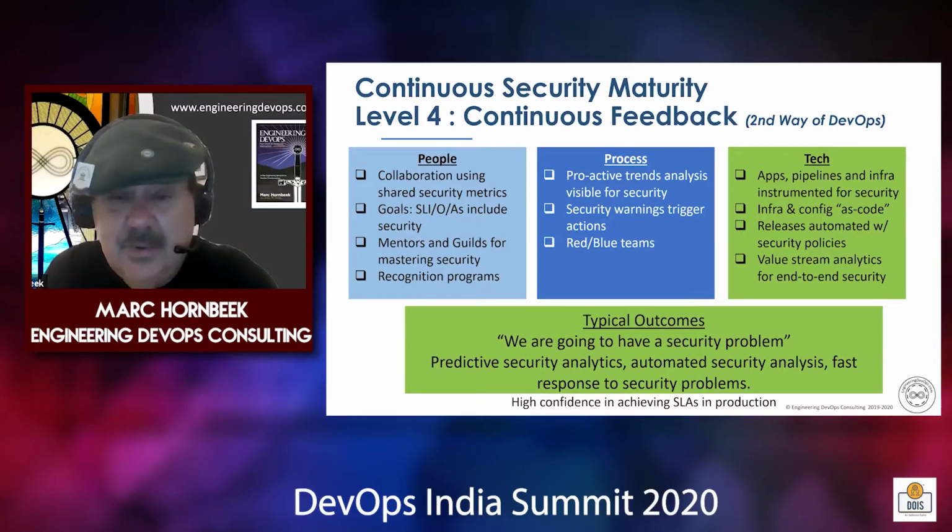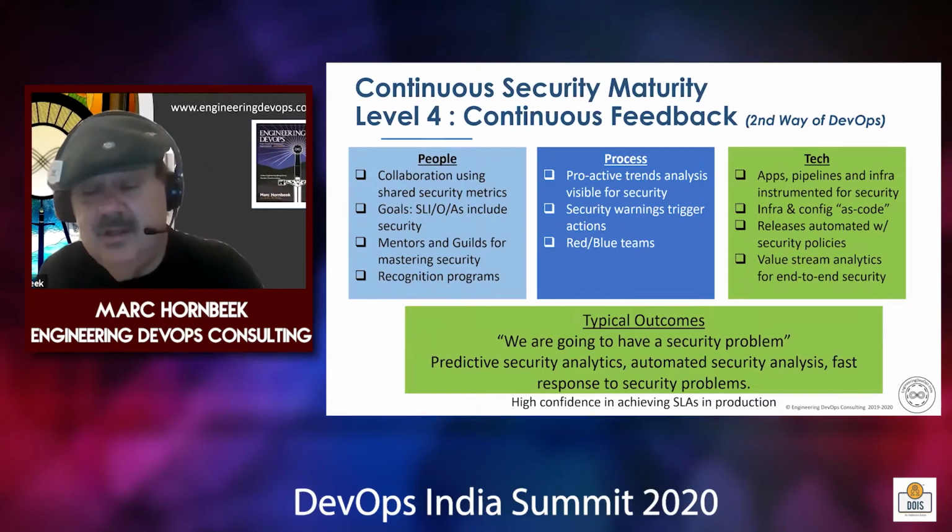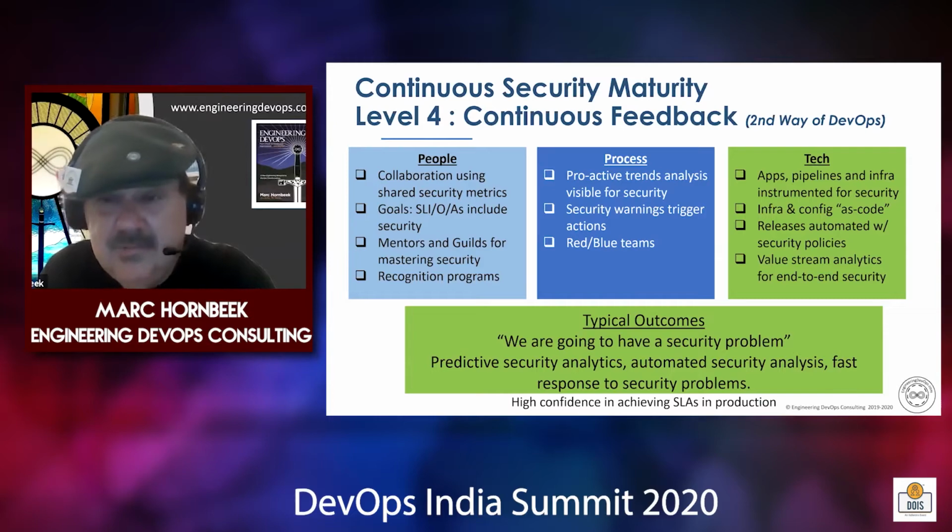Processes tend to be very proactive with trend analysis and visibility for security. It's more than just reporting data, but actually some analysis going on automatically. The warnings are available to trigger actions, not just to say, hey, something happened, but actually drive actions. There are some of the advanced security methods like red, blue teams being managed and scheduled frequently to give further feedback. And the technology, you've now got apps, pipelines, and the infrastructure being instrumented deeply for security.